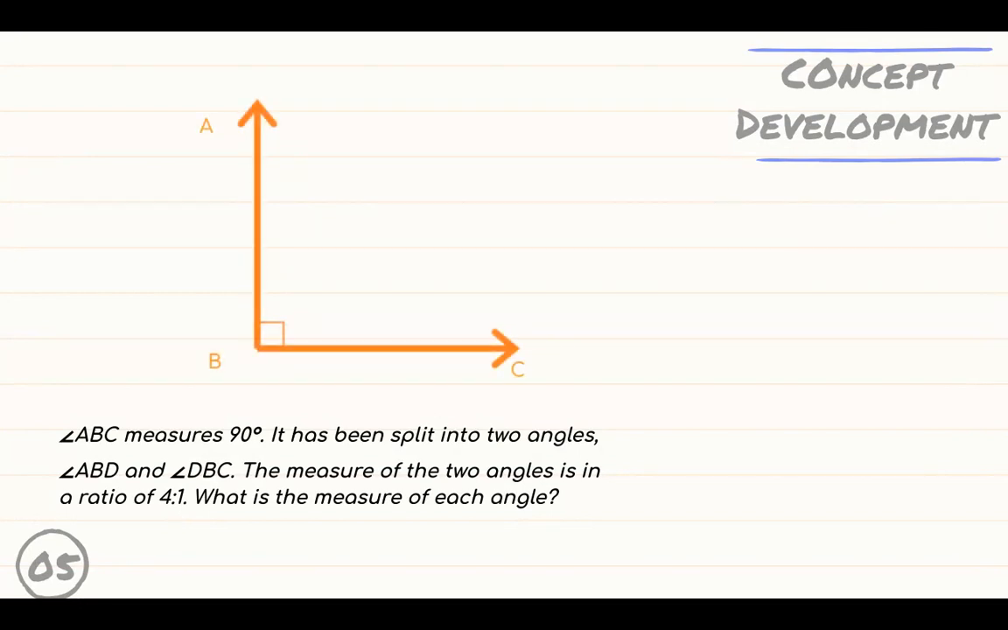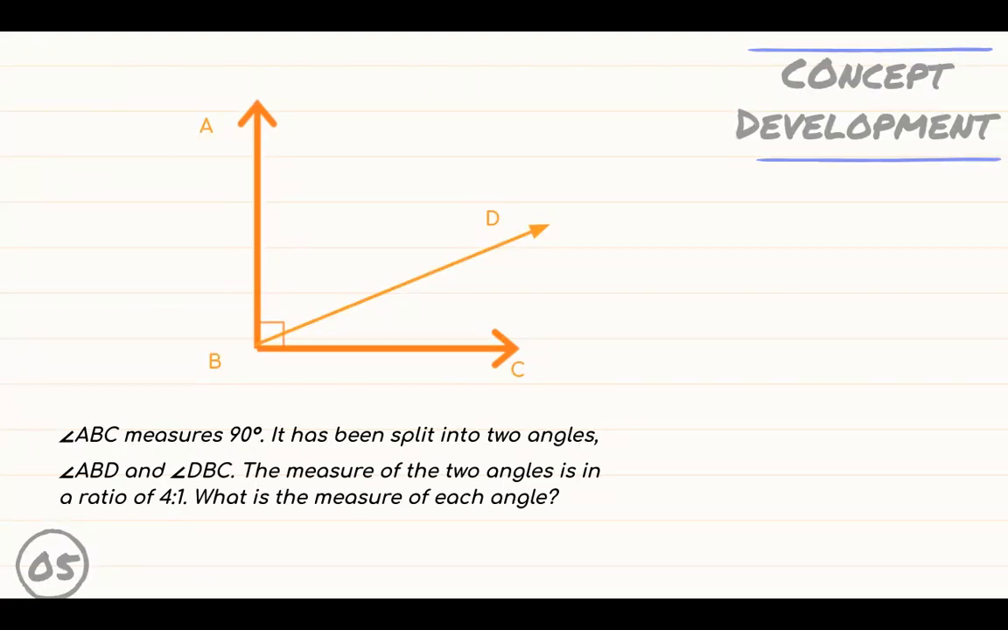Angle ABC measures 90 degrees. So we're back with the 90 degrees. It has been split into two angles. Now we have angle ABD and angle DBC. The measure of the two angles is in a ratio of 4 to 1. What is the measure of each angle?